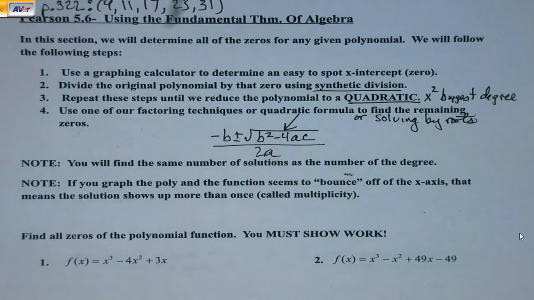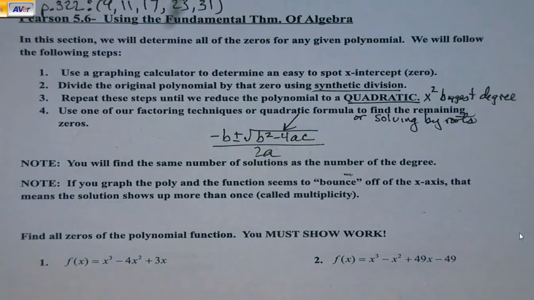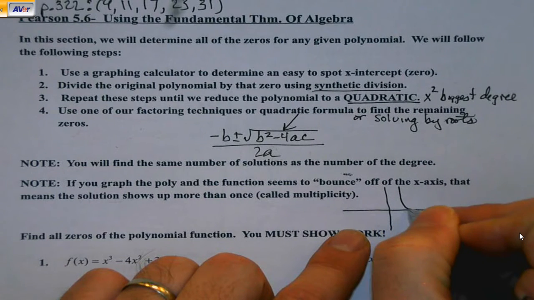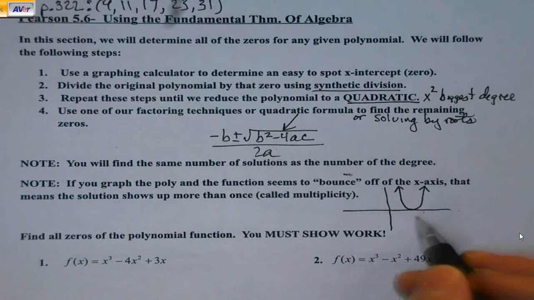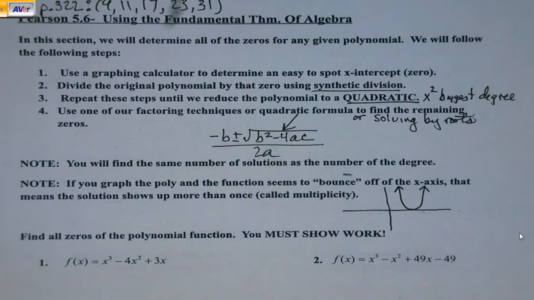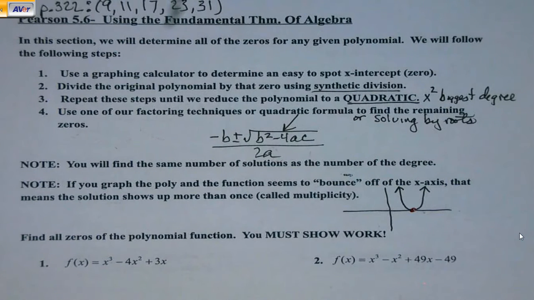And then the last little note, even though we'll chat about it when we see one: if you graph the polynomial and the function seems to bounce off the x-axis, let me give you an example of what that would look like. So let's say I had something like this. It comes down, it just barely bounces or kisses the x-axis and then goes back up. That means it's going to be what's called multiplicity, and we're actually going to count that number twice. So if you ever see the word multiplicity, it just means that answer is there multiple times.